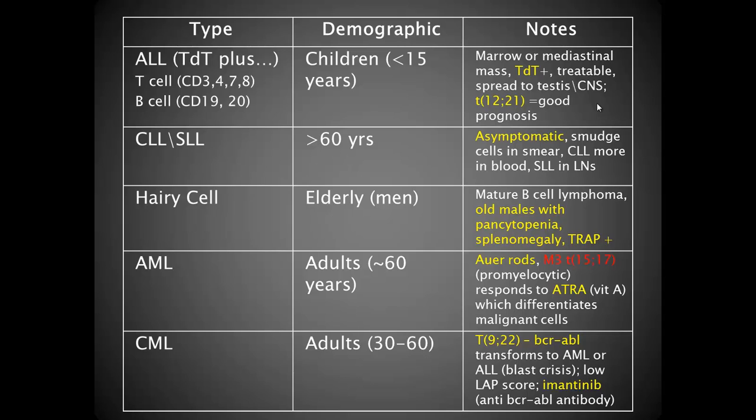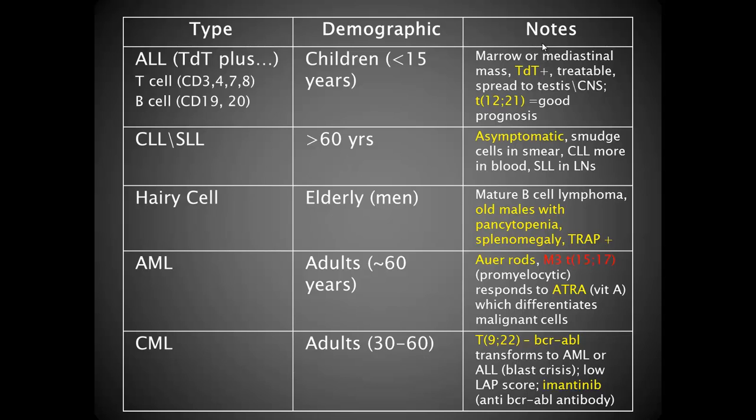Oddly, this can start in a mediastinal mass, and so a kid with a mediastinal mass is not necessarily going to be one of those thymomas. It could be an ALL, and oddly enough, they spread to the testis too, so that's a strange pattern of spread worth noting.